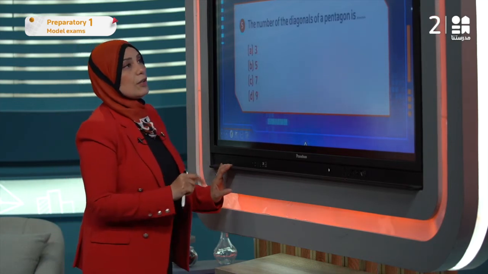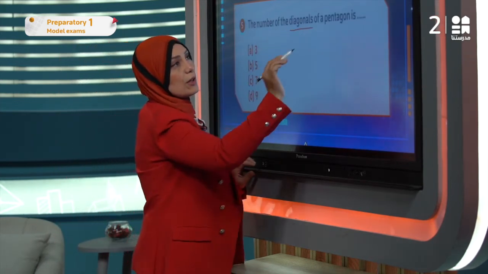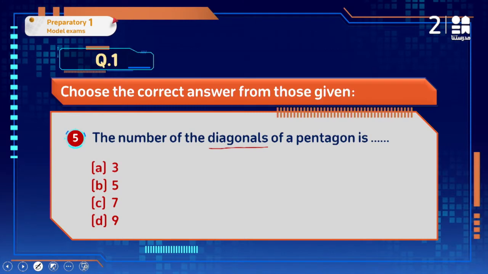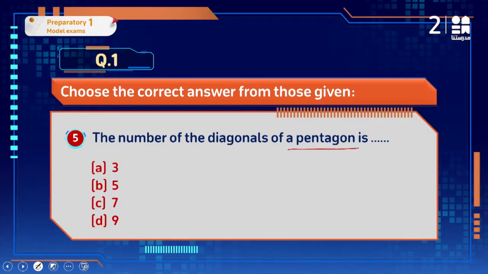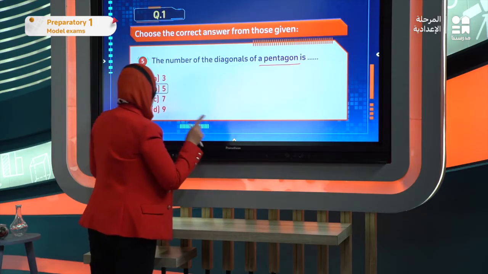Number 5, the number of diagonals of a pentagon is, we have choices, 3, 5, 7, or 9. Here, the correct answer is 5, because the pentagon has 5 sides. By the way, it is a regular pentagon. How do you know? Because of the numbers that are given in the question. So 3 or 5 or 7, of course, it is 7, and you can write a regular pentagon for it.